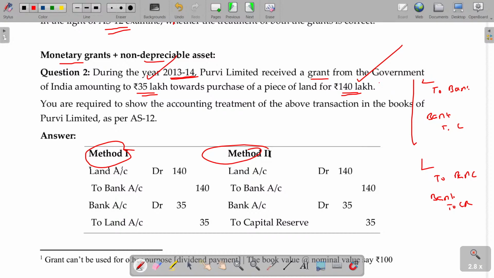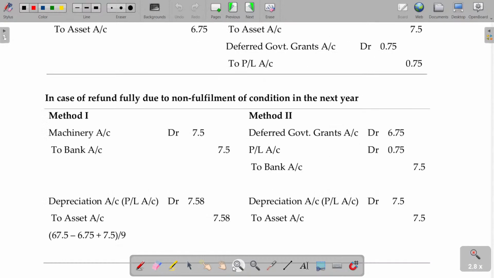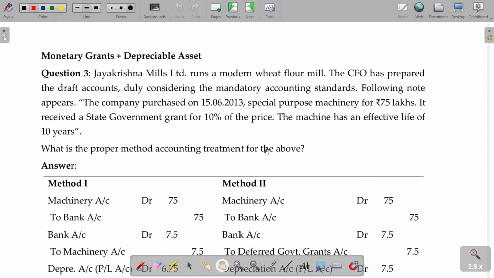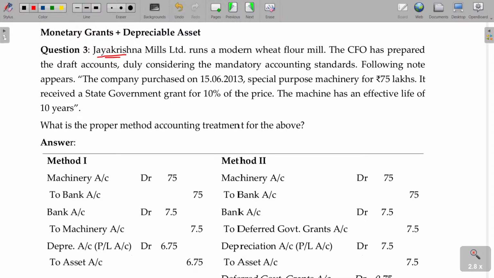Clear? So the next illustration is all about monetary grants related to depreciable assets. In case of depreciable assets, Jaya Krishna Mills runs a modern wheat flour mill.